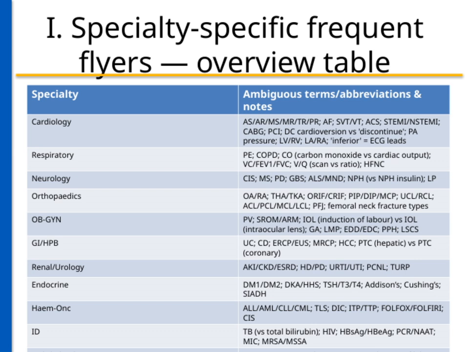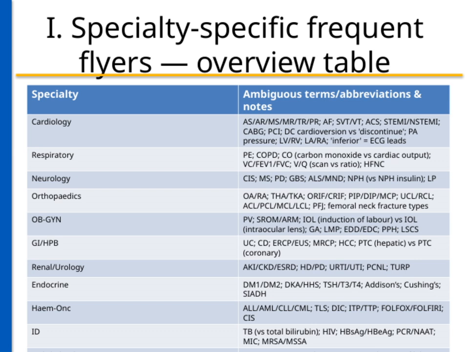Orthopedics often involves abbreviations like OA for osteoarthritis and RA for rheumatoid arthritis. THA and TKA are total hip and knee arthroplasty. ORIF and CRIF refer to open and closed reduction and internal fixation. PIP, DIP, and MCP are finger joint names: proximal, distal interphalangeal, and metacarpophalangeal joints.